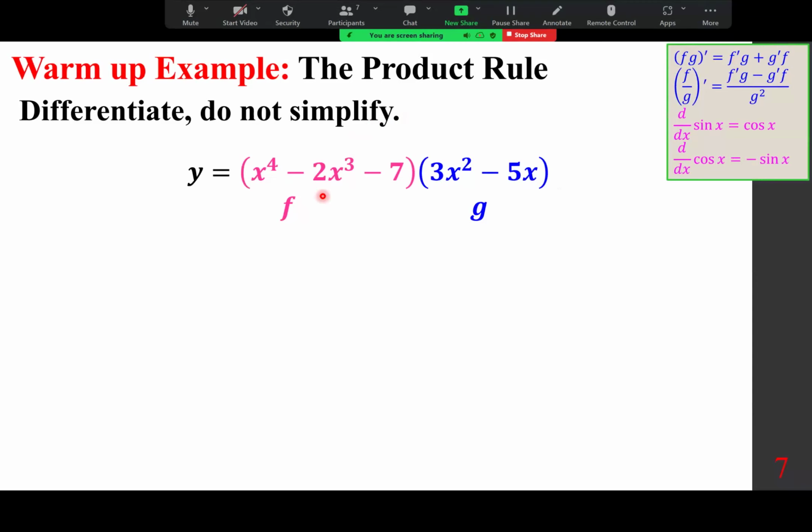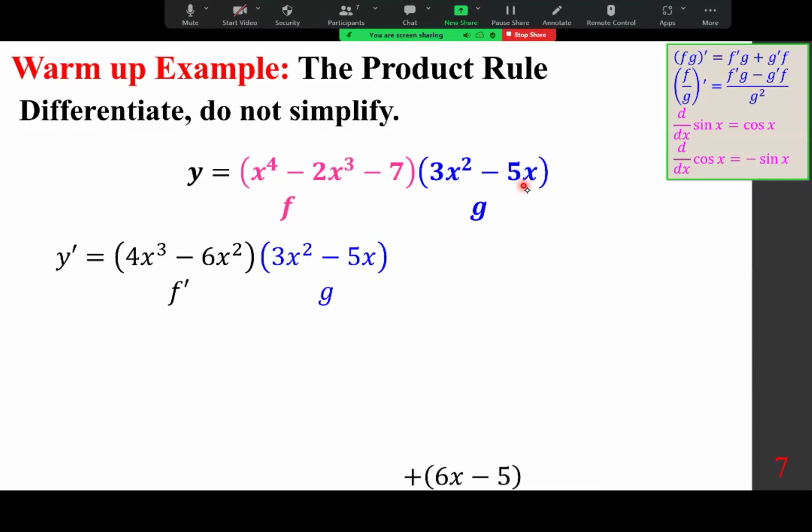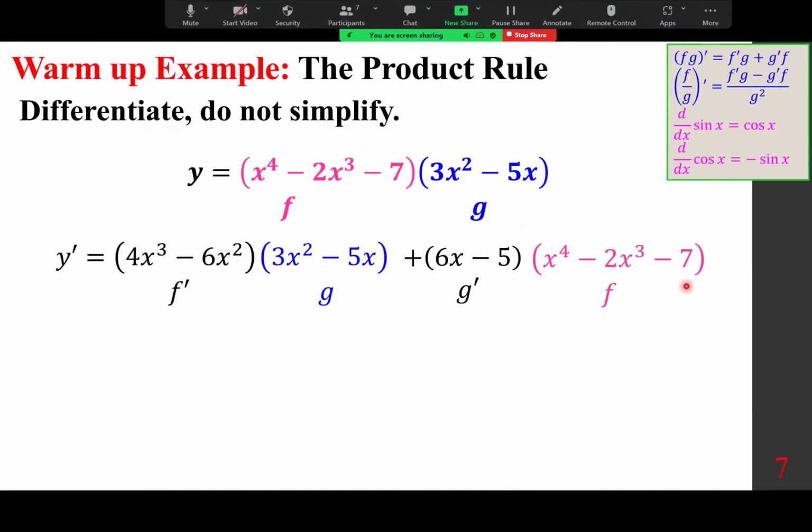So I need f prime, which is going to use the power rule per term: 4x cubed minus 6x squared. This goes times g, just put the second parentheses, plus g prime, 6x minus 5, that's the g prime, times f, just write the first parentheses. And believe it or not, you are done with calculus.